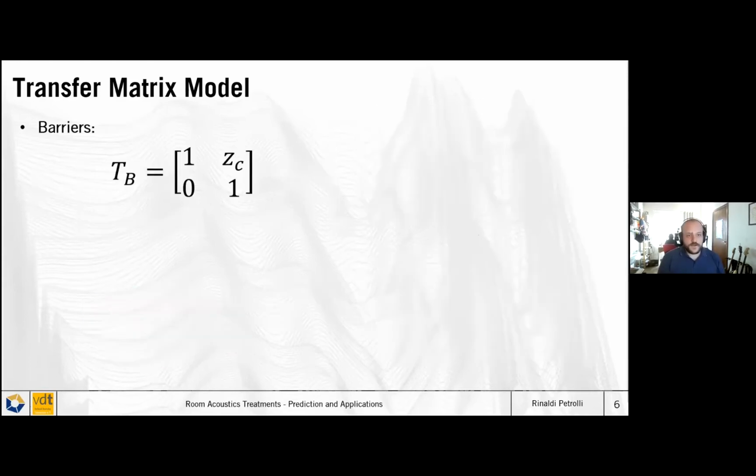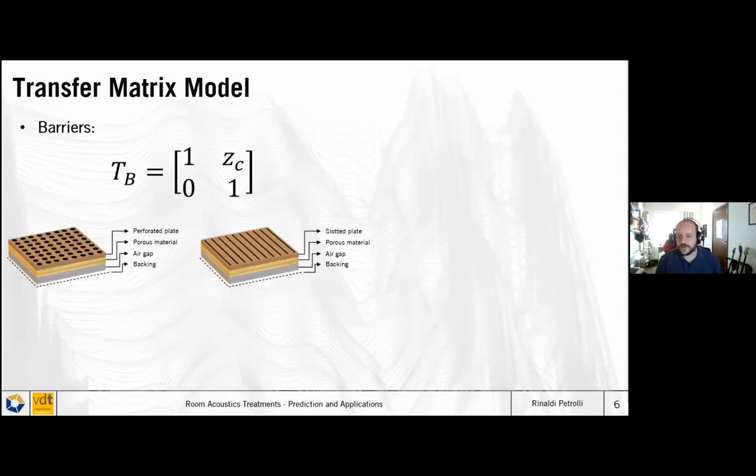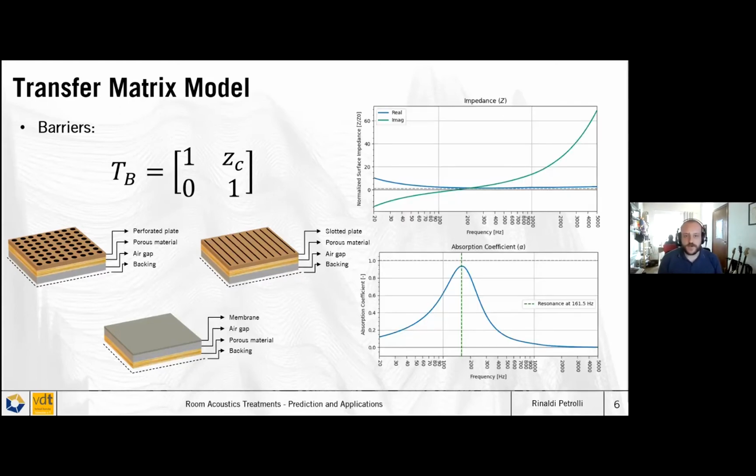So moving on, the second type of matrix that we have is a barrier type of matrix. And this can be used for a wider range of things, such as perforated plates, slotted plates, which are essentially the same thing with a slightly different formulation, and also membranes. And in combination with the fluid model, we can build all sorts of resonators. So we can stack this type of matrix with the porous matrix, along with an air gap or not, and we can create essentially any resonator that we might need here.